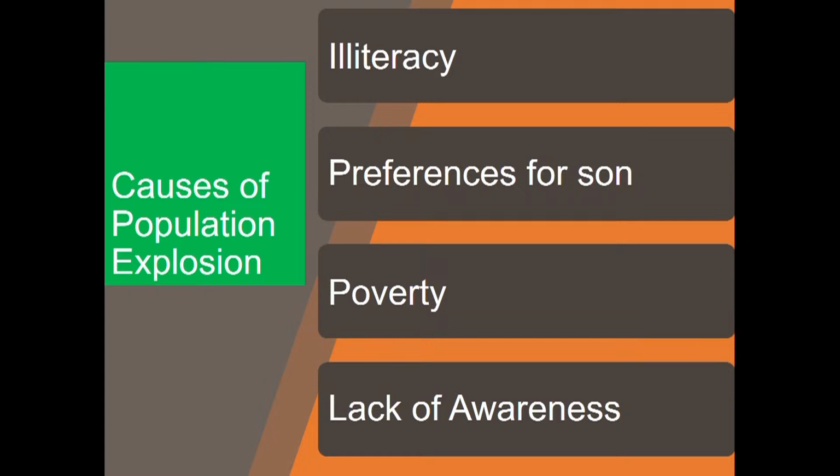Lack of awareness is also one reason. लोगों को ये नहीं पता होता है कि if they have more children, poverty may grasp them. So lack of awareness is also another issue of population explosion.